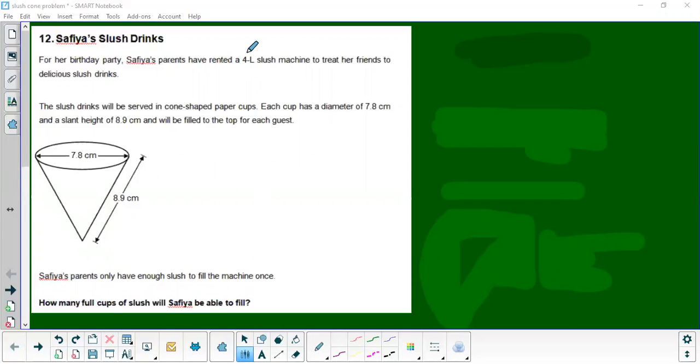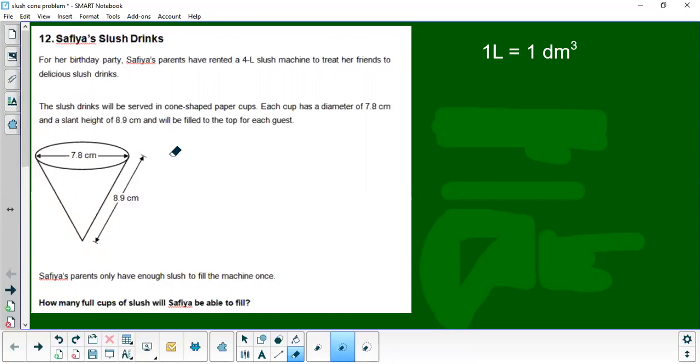The first thing we have to notice is that this is in liters, and if we find the volume of this, here we have centimeters. So we have to first remember that 1 liter is 1 decimeter cubed. So if 1 liter is 1 decimeter cubed, it would help if these units were in decimeters. Then when we find the volume, they're equal.